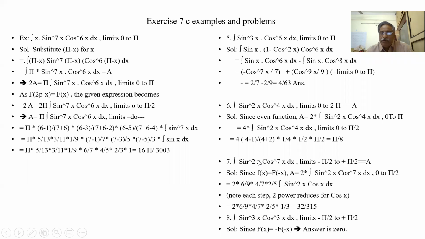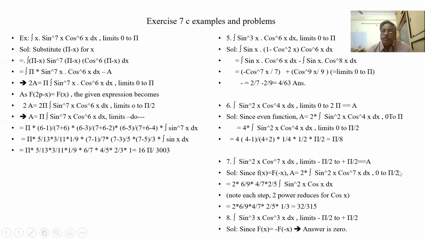Here you see, if I put pi by 2 minus x, both are positive. Pi by 2 plus x, this is negative. But if I put minus x in place of x, sine square minus x is minus sine x whole square, this is also positive. Cos to the power of minus x, cos minus x is cos x, this is also positive. So here I am using property number 8. F of x is f of minus x. So 2 into 0 to pi by 2.